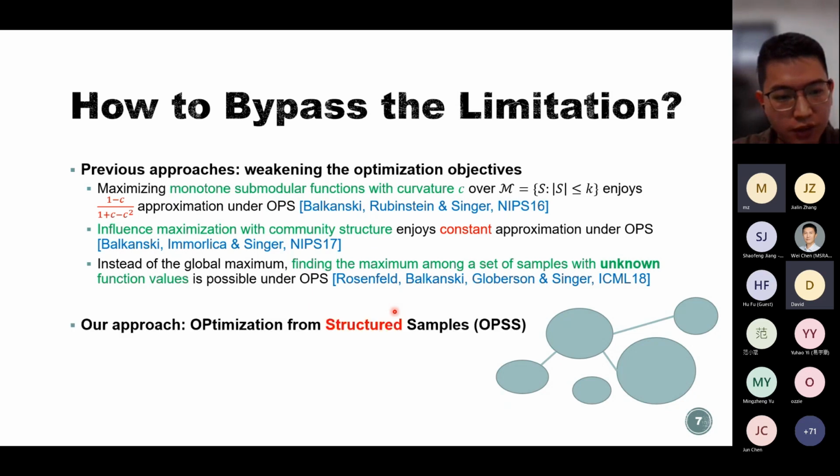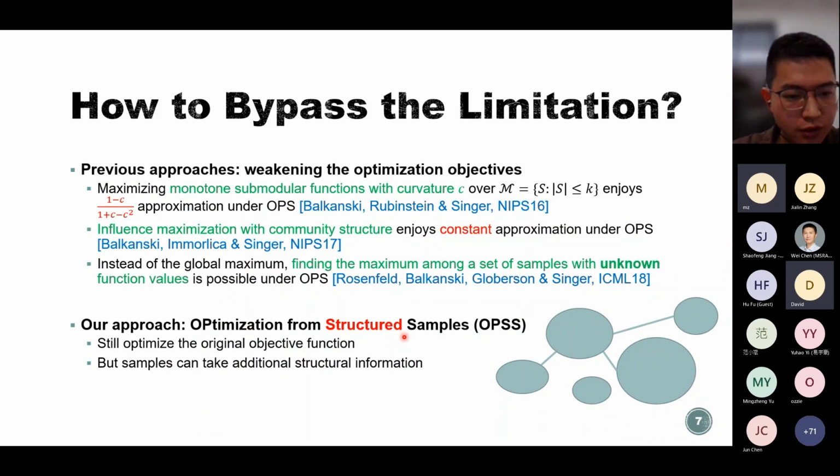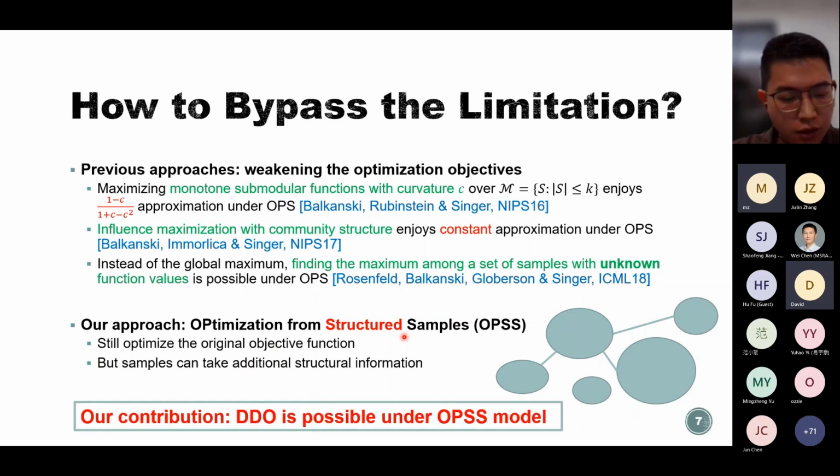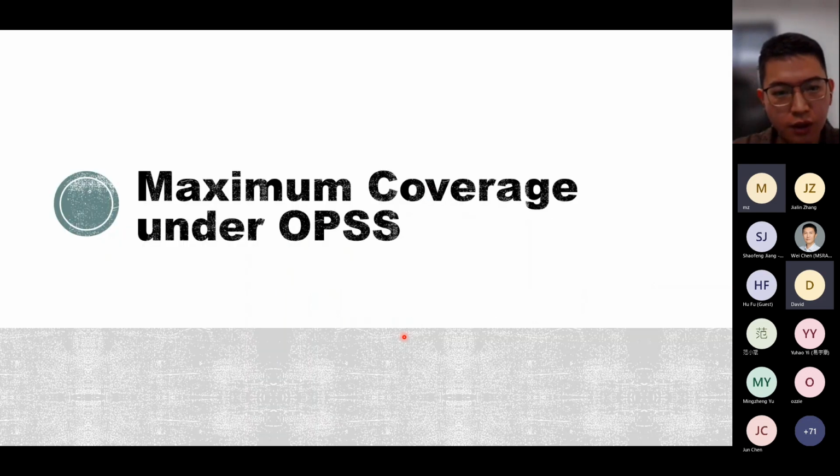Our approach is very different. Our approach is called optimization from structured samples. In our model, we still optimize the original objective functions, but instead, the samples can take additional structure information. Using this model, our contribution in a word is that data-driven optimization is possible under our proposed OPSS model. Now I will go into details about our OPSS model. First, I will introduce the maximum coverage problem under the OPSS model.